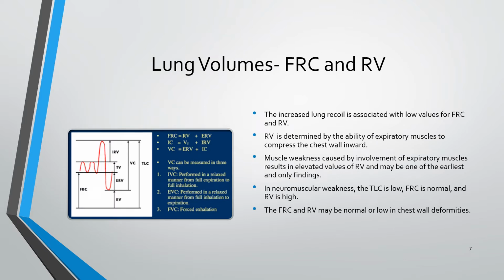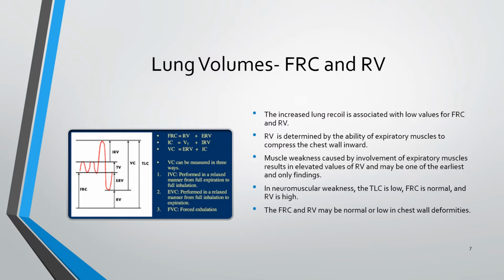Total lung capacity is comprised of vital capacity and residual volume. Vital capacity is typically low as a result of loss of inspiratory muscle strength, in addition to a decrease in lung compliance, which most likely is caused by diffuse microatelectasis. And also the chest wall compliance is typically lower due to scoliosis. A lot of these patients end up getting curvature of the spine.